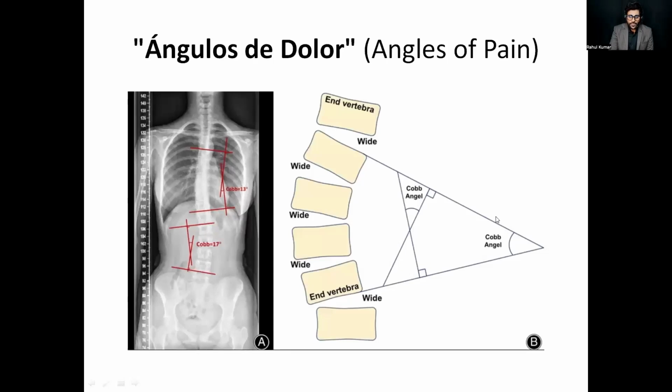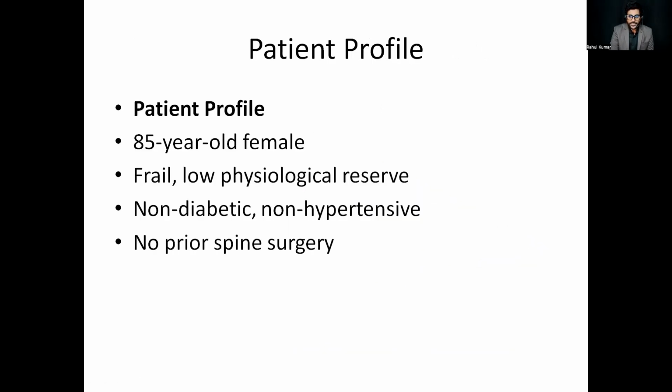Let's get on to our case, angulo-static or angles of pain. You must be aware that the degree of scoliosis can be measured using the Cobb angle, the angle of the end plates that you take, and then the angle that you get on the screen. This is the Cobb angle that shows the severity. Now, in our particular patient, she's an 85-year-old, frail, low physiological reserve, and non-diabetic, non-hypertensive, fortunately for us, and no prior spine surgeries as well.